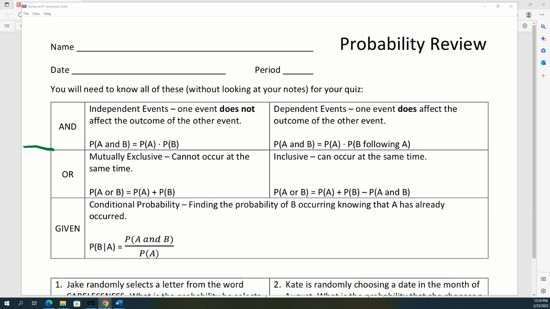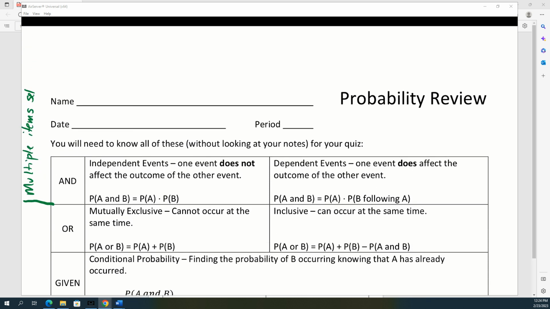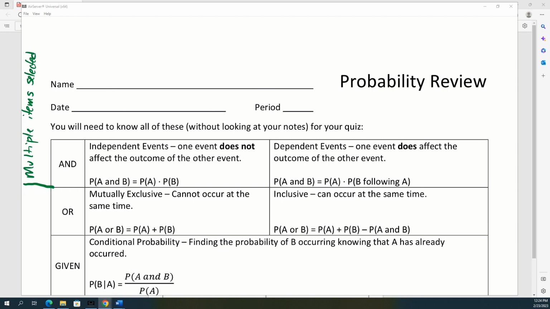What I think when I do this is that there are multiple items selected. Then you're going to multiply. So it's almost the same word. Multiple items, you're going to multiply. That's an and situation. Like you're selecting a number and a letter. That's multiple items, so you're going to multiply. Somebody is handing out multiple Valentine's cards. That means you're going to multiply. So multiple items selected is multiplying.